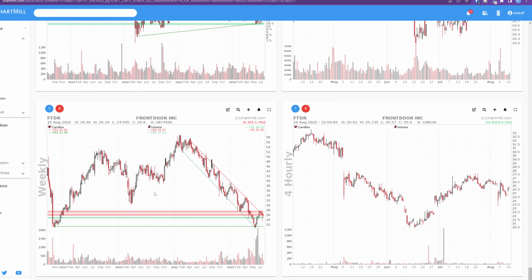And to conclude, Front Door. This is a very nice example of what ChartMill is capable of. As I've already mentioned, all the horizontal and diagonal lines, so the support and resistance levels, are drawn automatically by ChartMill. As you can see over here, a very nice descending trend channel.